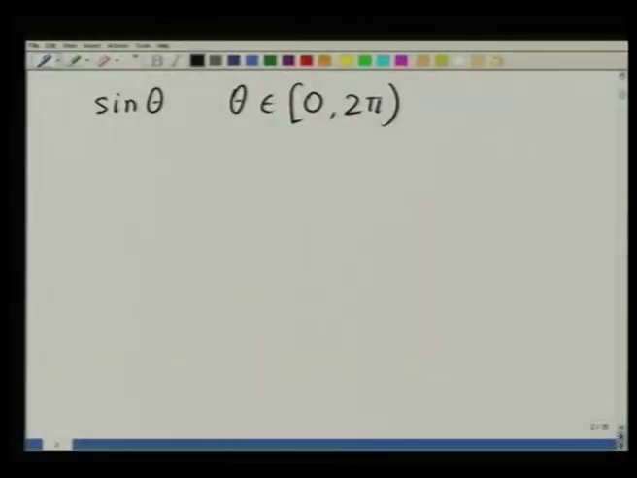This we know is the set -1 to 1. In short, if theta lies in the range 0 to 2 pi, then sine theta lies in this set. This is the range of a set.